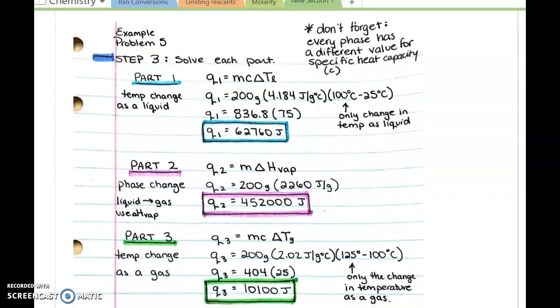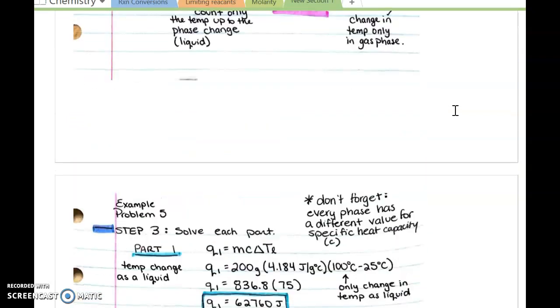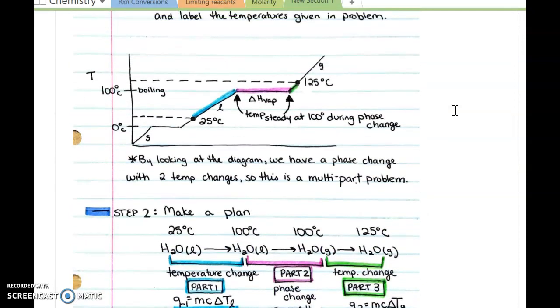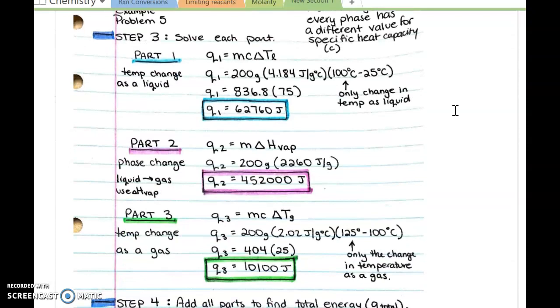Okay, step 3, we solve each part. Don't forget, every phase has a different value for its specific heat capacity. That's what makes part 1 and part 3 different. We have to treat them differently. I color-coded these. If you see, the diagram color is the same as the plan color, is the same as the part color. I'm trying to make this as clear as possible for you guys. So here, part 1, we have a temperature change as a liquid. We're using Q1 equals MC, change in temperature as a liquid.